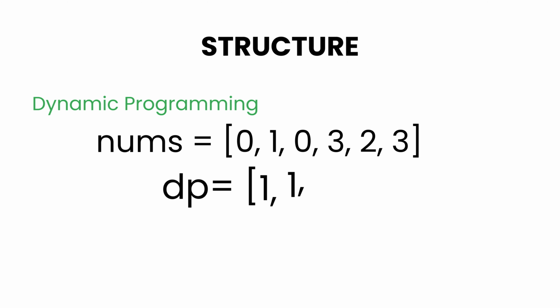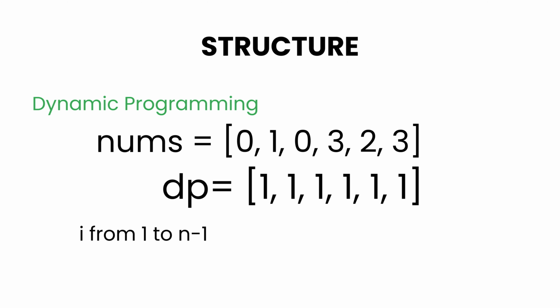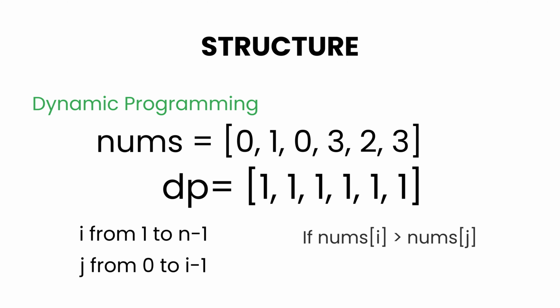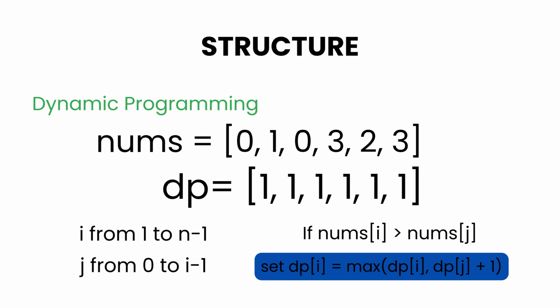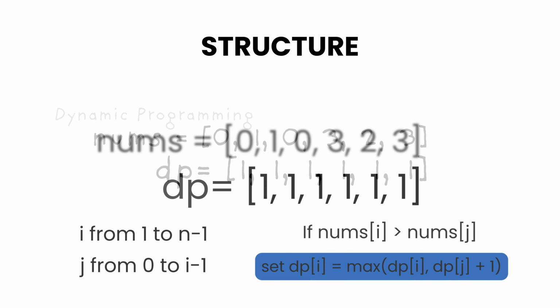Create a DP array of the same length as nums, filled with ones. Each element is an LIS of at least 1. For each i from 1 to n-1, for each j from 0 to i-1, if nums[i] is greater than nums[j], set dp[i] equals max of dp[i], dp[j] plus 1. The answer is max of dp.